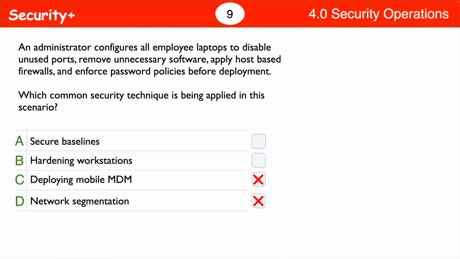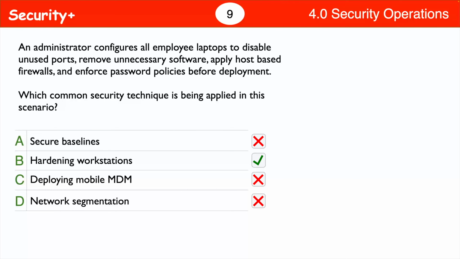And finally, we can eliminate A. Now this one may have tricked you up, but we can eliminate A, secure baselines. Secure baselines are consistent configurations, but not necessarily deep locking down, right? Which is what's being described in this scenario. Secure baselines are before this all happens, not during. Okay, that's important to understand. So anyway, that leaves us with B, hardening workstations.